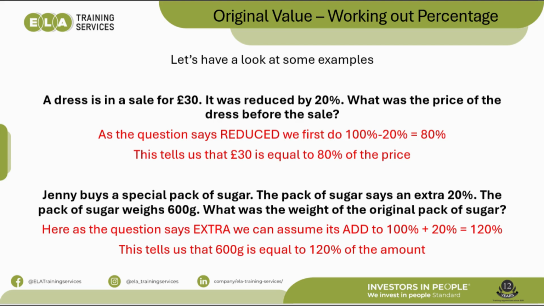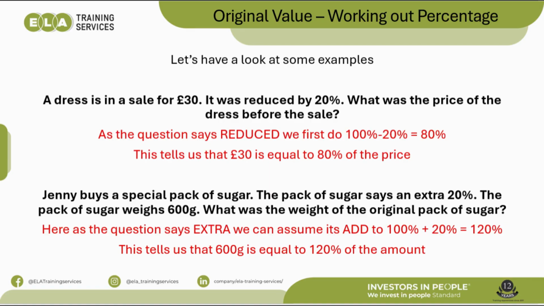Let's look at another. Jenny buys a special pack of sugar. The pack of sugar says an extra 20%. The pack of sugar weighs 600 grams. What was the weight of the original pack of sugar? Here, as the question says extra, we can assume it's add, so we do 100% add 20% equals 120%. This tells us that 600 grams is equal to 120% of the amount.